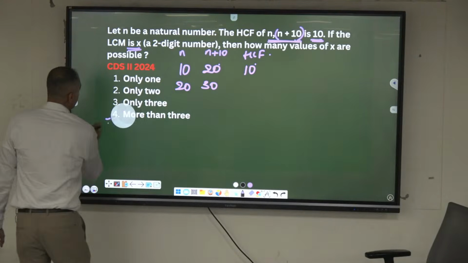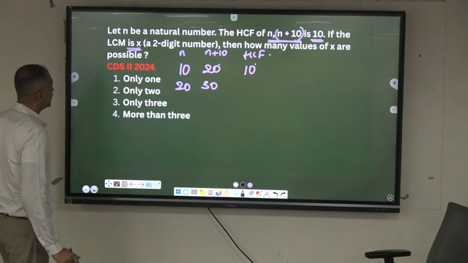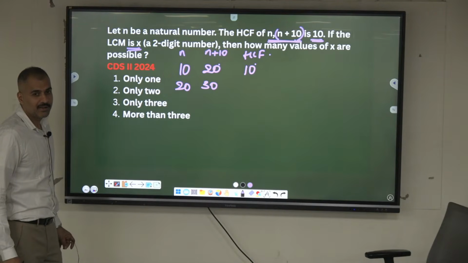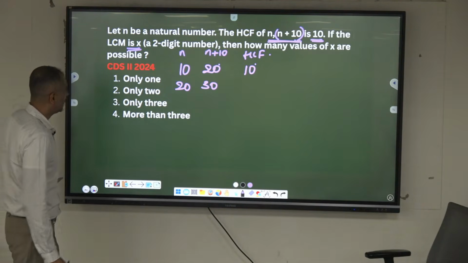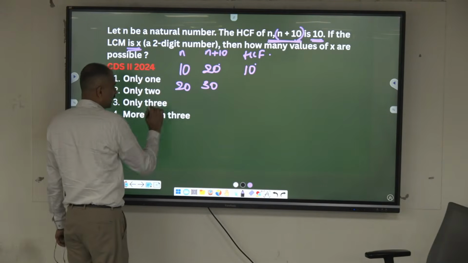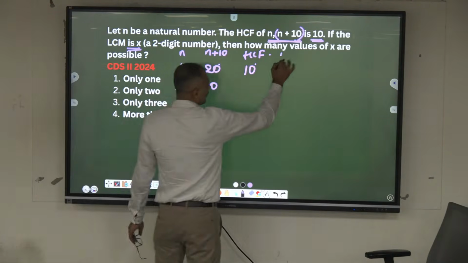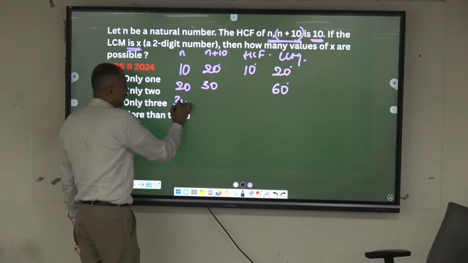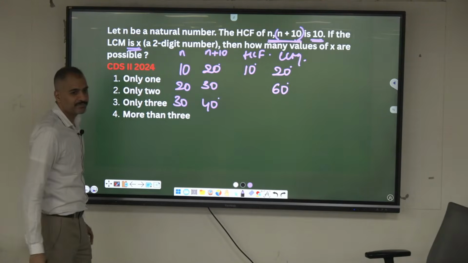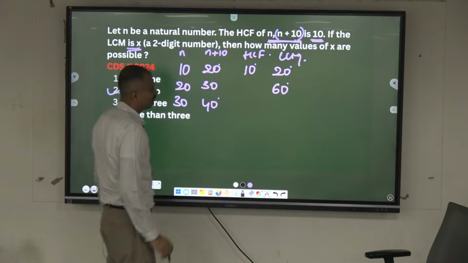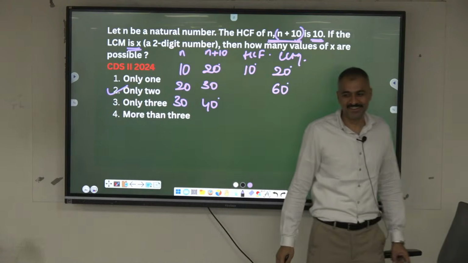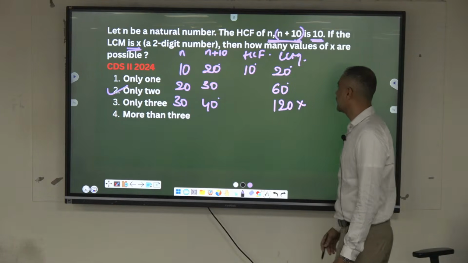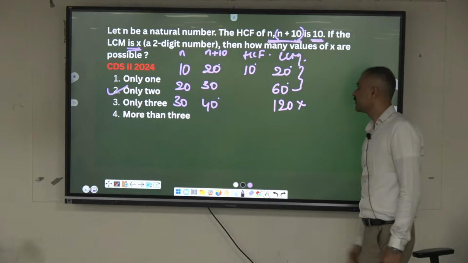He has mentioned here that the LCM is x, a 2-digit number. Now look here: 20 and 30, what is the LCM? Let's check this one. Here it's 20 and 30, LCM is 60. Okay, 30 and 40, tell me. I thought that LCM is x, 120. Not possible. From here on, it's a 3-digit number. So how many possibilities? Only 2 cases.